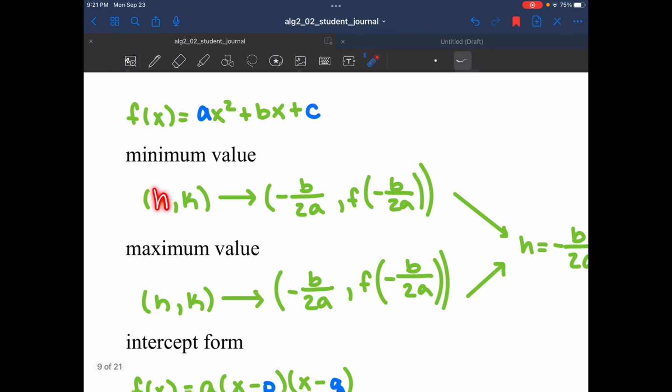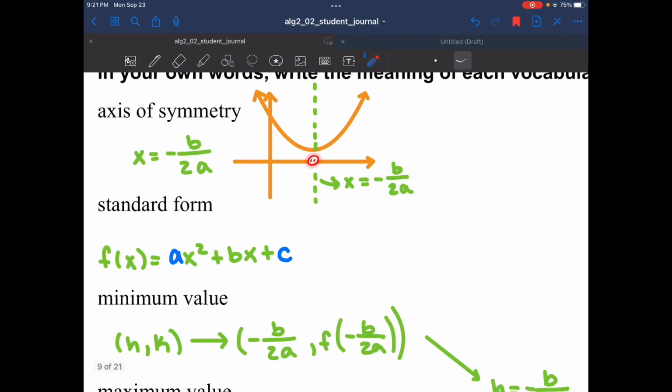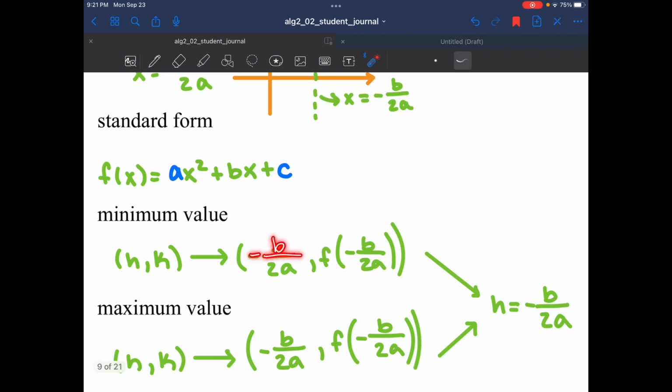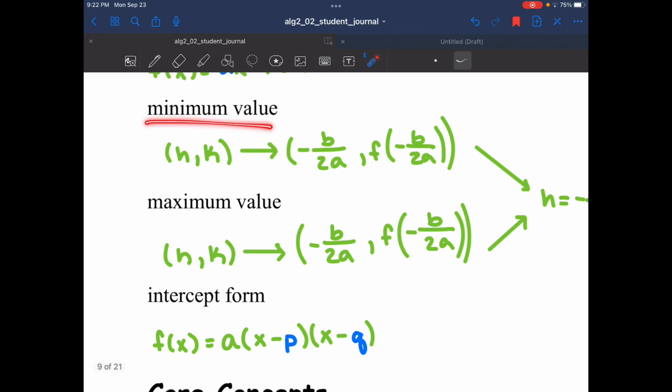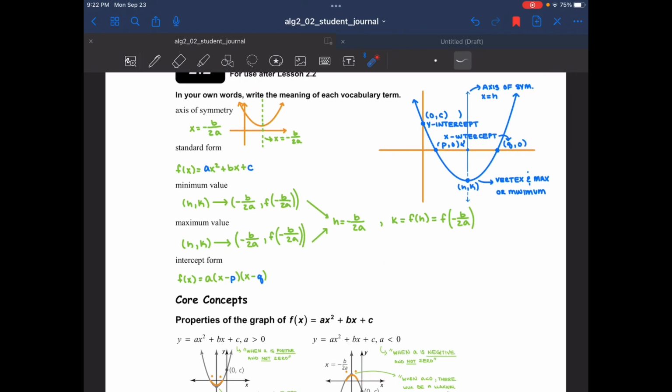You'll also notice that h, from our vertex, is the same thing that goes through that point, that x value, right? So that's going to be our negative b over 2a if you ever need to find h and you're not in the right form. So negative b over 2a. When you plug negative b over 2a, which is h, into the function, you will get k, which is that y value. That will be for your vertex either the minimum value or the maximum value, depending on what we're looking for. Okay?